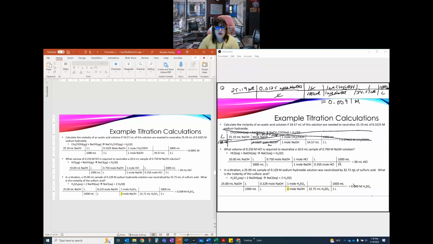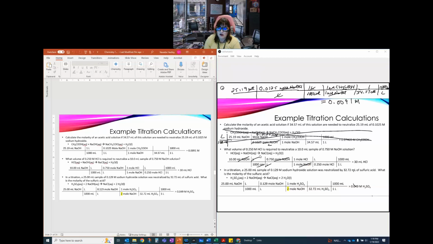If we want to talk about what volume of 0.25 molar HCl is required to neutralize a 10 milliliter sample of 0.750 molar NaOH, 1 HCl reacts with 1 NaOH to give me NaCl plus H2O. So I take my 10 milliliters of NaOH and convert that to liters. I multiply by the molarity, that cancels the liters and gives me moles of NaOH. Once I have moles of NaOH, I know there's 1 mole of NaOH for 1 mole of HCl. So that puts me into moles of HCl.